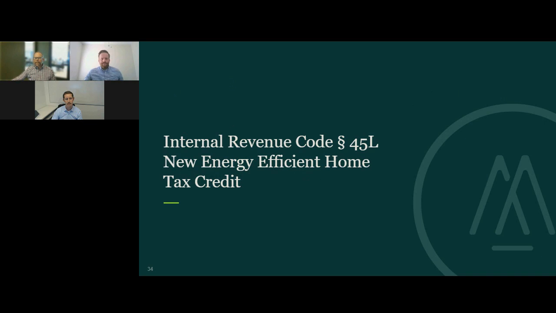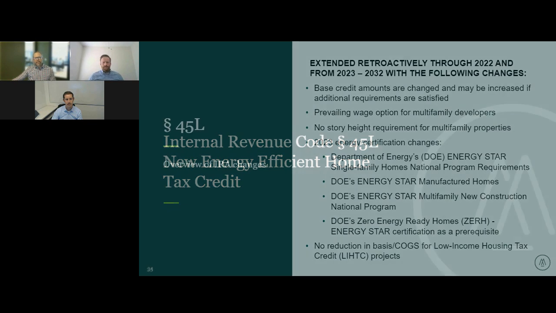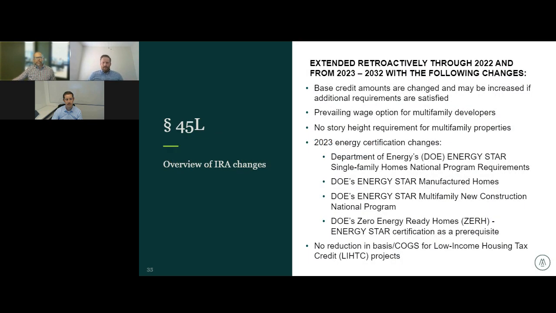Excellent. Thank you, Matt and Jarrid. My name is Aaron Coffeen, and I work with the 45L New Energy Efficient Home Tax Credit. There are a lot of similarities between the 45L credit and the 179D tax deduction. One important difference is that 45L is a tax credit, whereas the other incentives we've been discussing today are tax deductions. So we'll go over high level what the changes were for the Inflation Reduction Act.